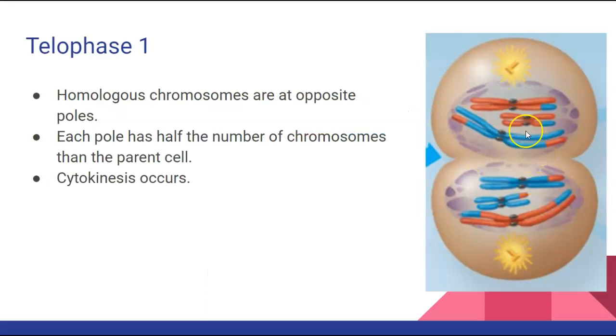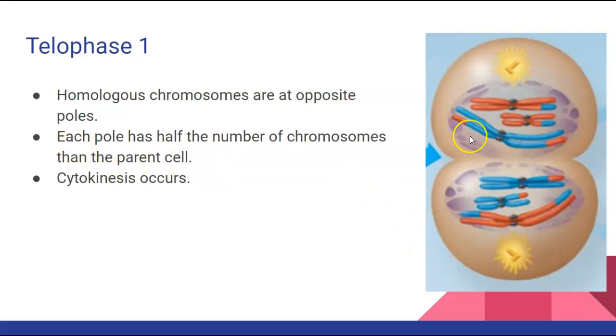in telophase 1, now that they're separated in opposite ends of the cell, it starts to go back into its normal position, right? The nuclear envelope is starting to reappear, the spindle fibers are starting to disappear. Each cell that is being created here has half the number of chromosomes in the parent cell.